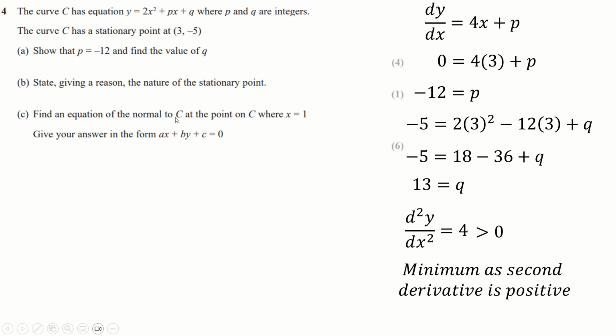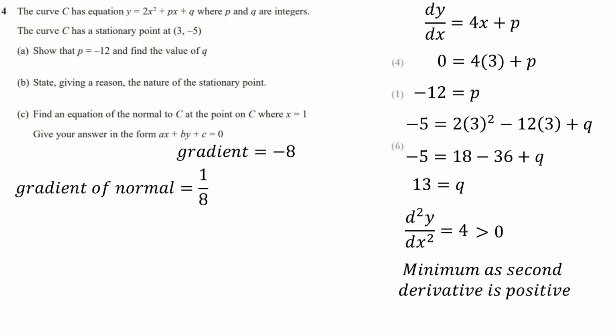Anyway, find an equation for the normal to C where x equals 1. So when x equals 1, the gradient is 4 times 1 plus p, which is 4 times 1 minus 12, which is minus 8. The normal is going to have the negative reciprocal gradient of this, that's going to be positive 1/8.